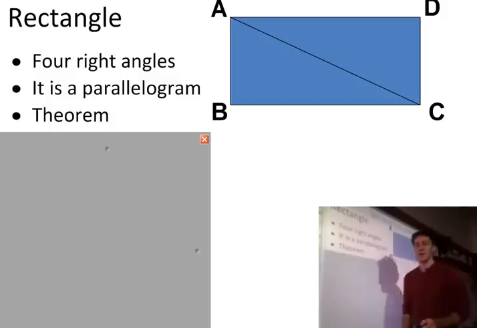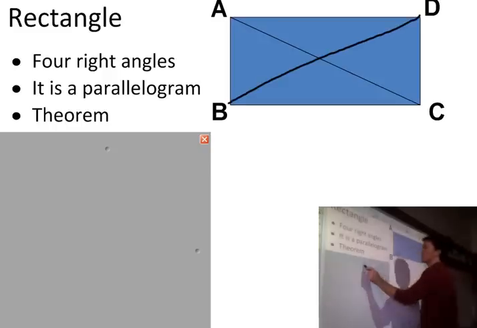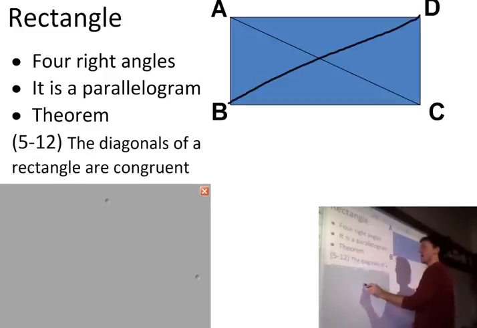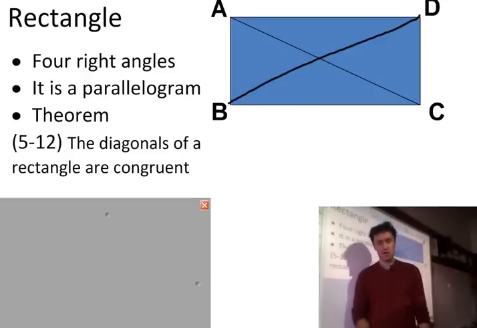Now there's a theorem that goes along with this. You've seen I've drawn in diagonal AC. If I draw in another diagonal, DB, here's the theorem that goes along with that. The diagonals of a rectangle are congruent. How about that?